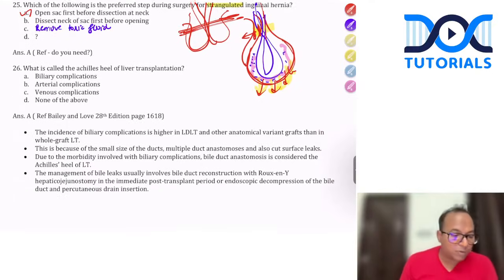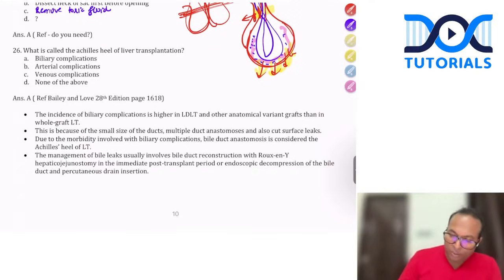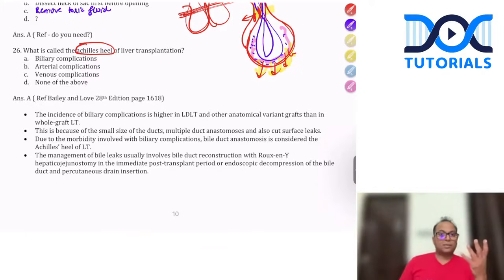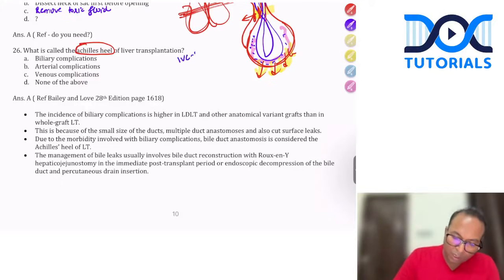That is the answer for the 25th question. So the 26th question is also a repeat NEET SS question. What is called the Achilles heel of liver transplant? In liver transplant, there are 4 anastomoses done. So the first anastomosis will be IVC to IVC. Second anastomosis will be portal vein to portal vein. Third anastomosis will be hepatic artery to hepatic artery. And finally, the last anastomosis is bile duct to bile duct. So this is the order of anastomosis.